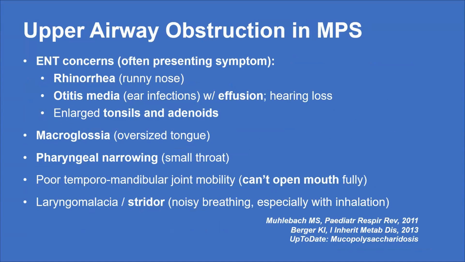So upper airway obstruction, often the presenting symptoms of little children can be ear, nose, and throat concerns. So rhinorrhea or having a chronic runny nose, chronic ear infections with effusion, even affecting hearing, enlarged tonsils and adenoids. Macroglossia is the medical term for a big tongue. Pharyngeal narrowing or having a small throat, and then poor TMJ or temporomandibular joint mobility leading to inability to fully open the mouth. Laryngomalacia or stridor. Stridor is that noisy sound when you inhale, but from narrowing of the upper airway and throat.